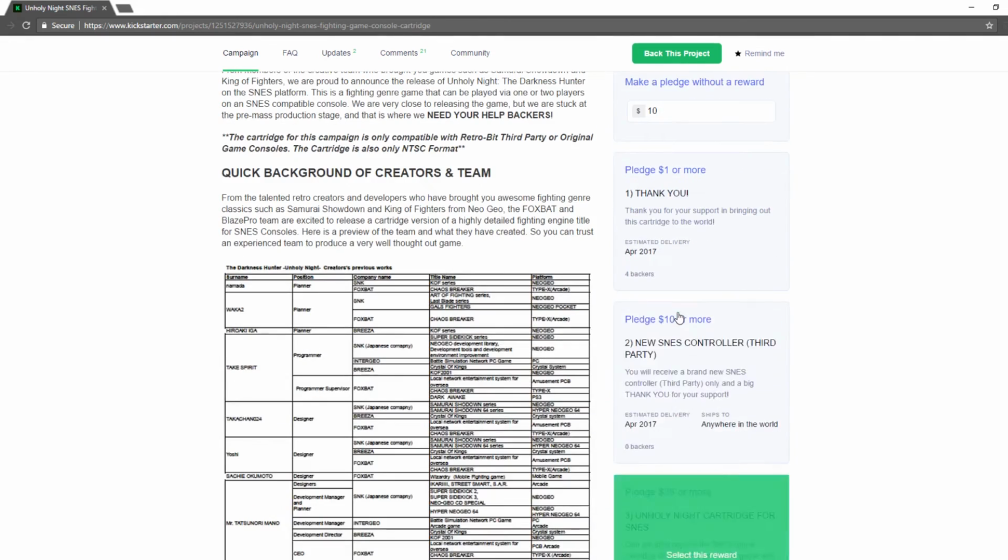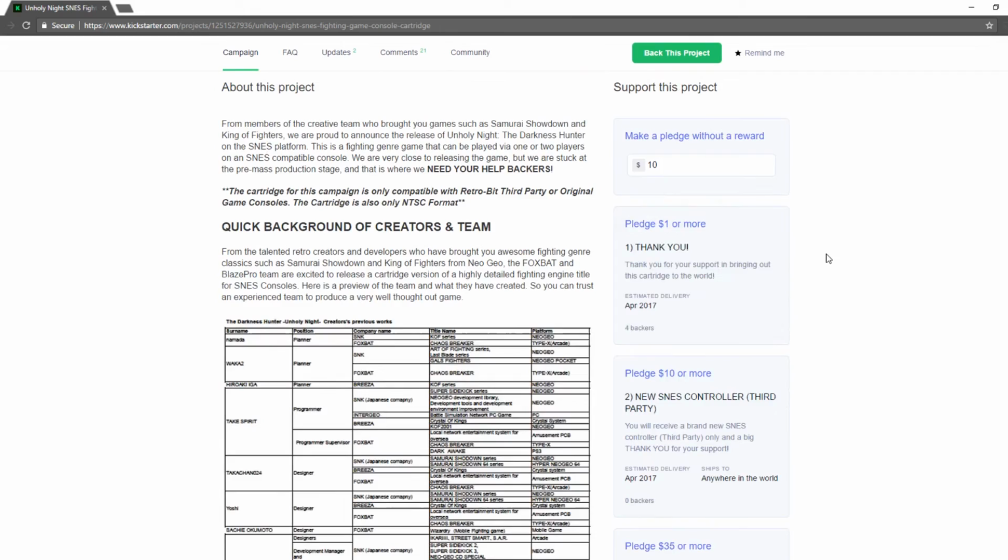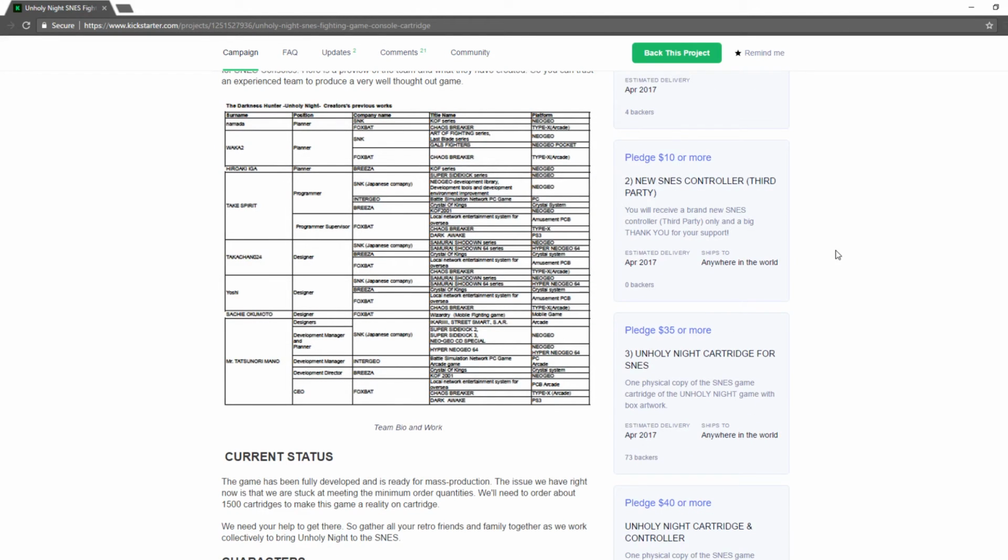So let's take a look at the backing tiers here. $1 gets you a thank you, $10 gets you a new SNES third-party controller, and it is branded with the Unholy Night, so I'm not sure if it's a sticker or a painted job. If it's a painted job on the faceplate, then that's one heck of a bargain. That's really cool. Again, $10 is roughly the going rate. Some of them get a little more expensive than that for a third-party controller, so that might be worth it just for the controller.